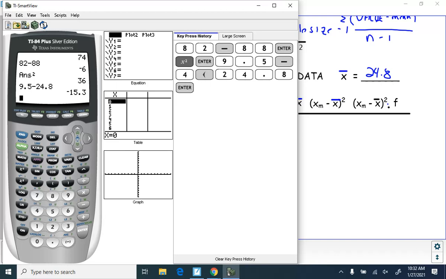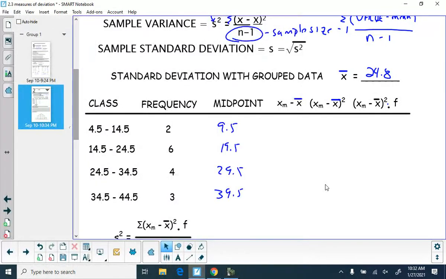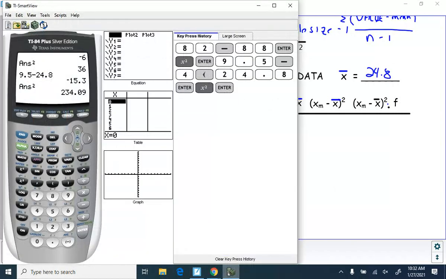The next column, we're going to square that, so you can just hit your square button. 234.09. And then we're going to multiply by the frequency, which I think is 2. Yes, times 2. And that's going to give me my final column, 468.18.